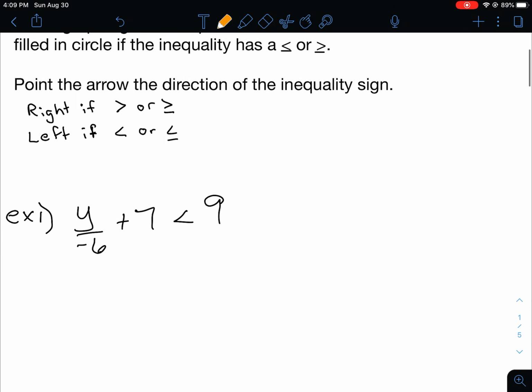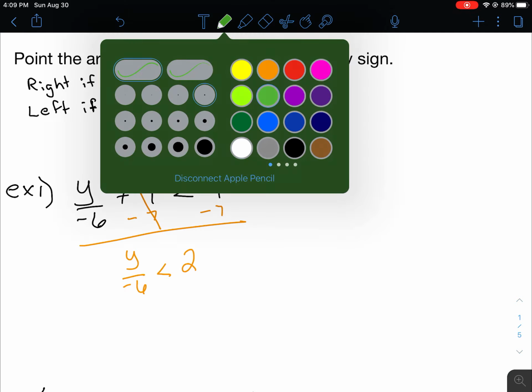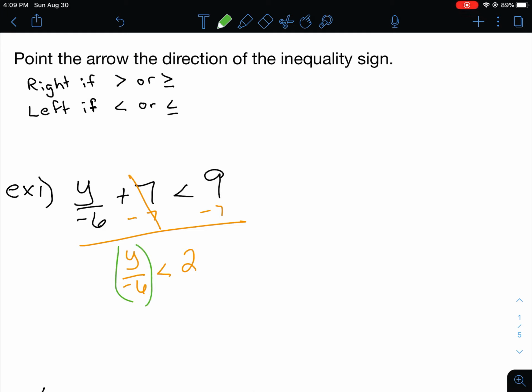All right, so here is our first one for our multi-step inequalities. Here we have y divided by -6 plus 7. So we're going to solve this just like we'd solve a normal equation. The only difference is that we have more than one solution because it's an inequality. So 9 minus 7 is 2. And then we're going to multiply. The opposite of division is multiplication.